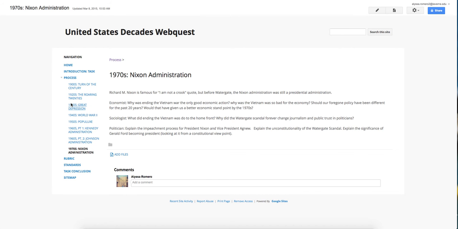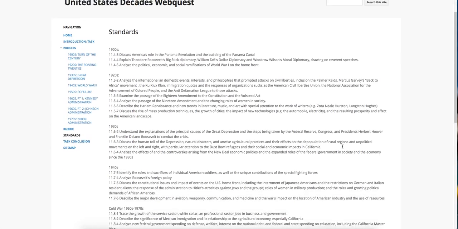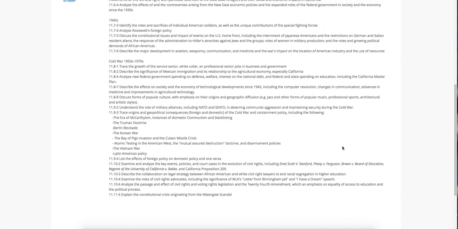The reason I chose not to go into Carter or Reagan or Ford or any of the later eras after Nixon is due to going off of the standards, which are right here. The standards are split by decade until you get to the Cold War.